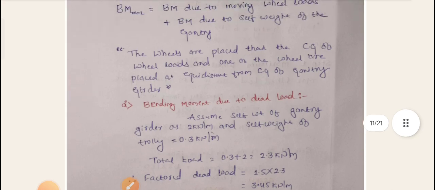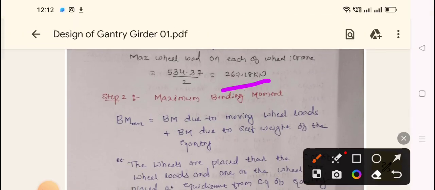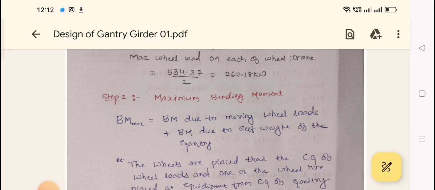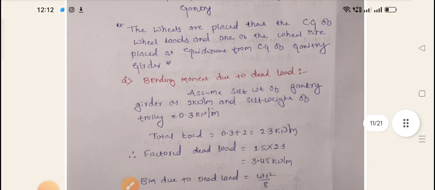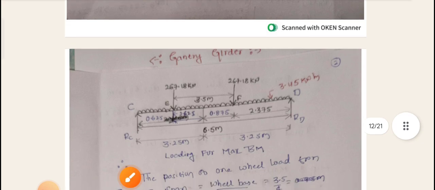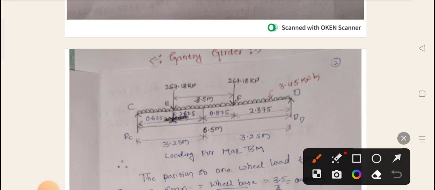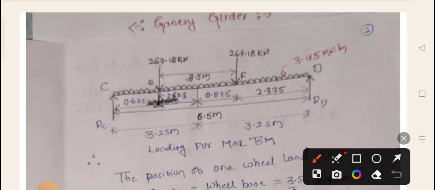Here, what we calculated: the maximum wheel load is how much? That is 267.18. Why? Because the total load is 537.37 divided by 2. Why? Because it has two wheels, so 50% of the load is transferred to each wheel. That is why the diagram has been drawn here. Please note this is not to scale. This is one wheel carrying 267.18 kN, and this is the second wheel.